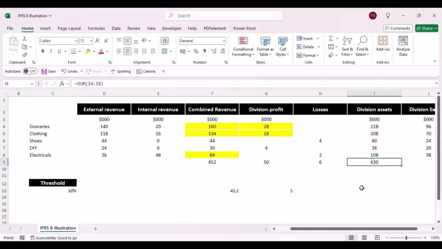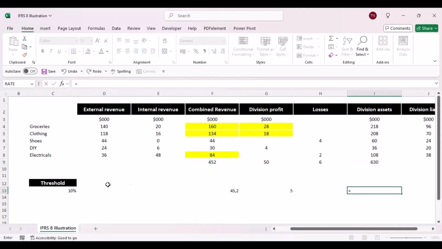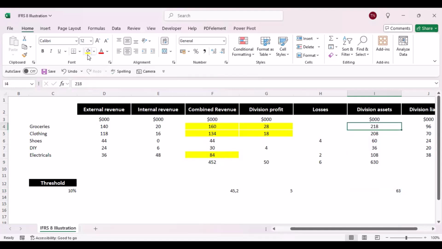Our assets are 630. Our threshold would be 10% times 630. That will be 63. So any of these operating segments that has more than 63,000 clothing meets again. Then electricals meet. So we have 3 operating segments here. We have the groceries, clothing, and electricals.